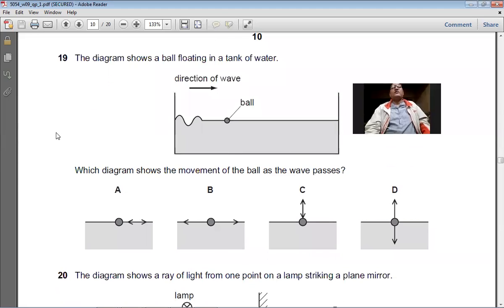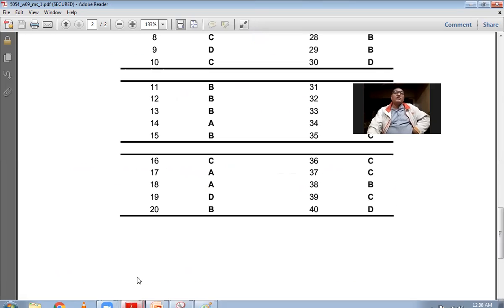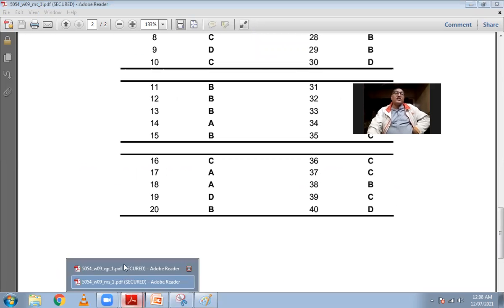So we have the next question. The diagram shows a ball floating in a tank of water. The waves are going from left to right. The ball is here. When these waves reach here, the ball will move up and down, up and down. It will not go with the water waves. It will go up and it will go down. That will be the mean position of water. Which diagram shows the movement of the ball as the wave passes? It should be going up and down. So I think D looks the best option to me. Question number 19, D is the right option, sir.